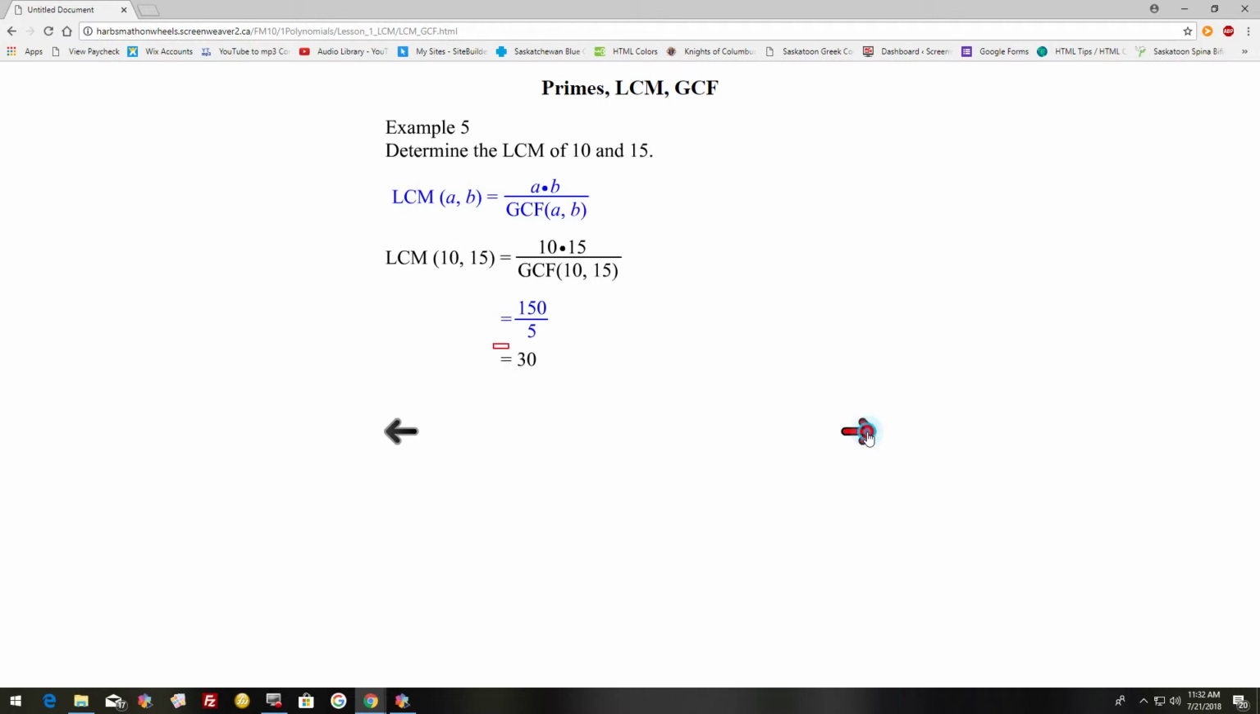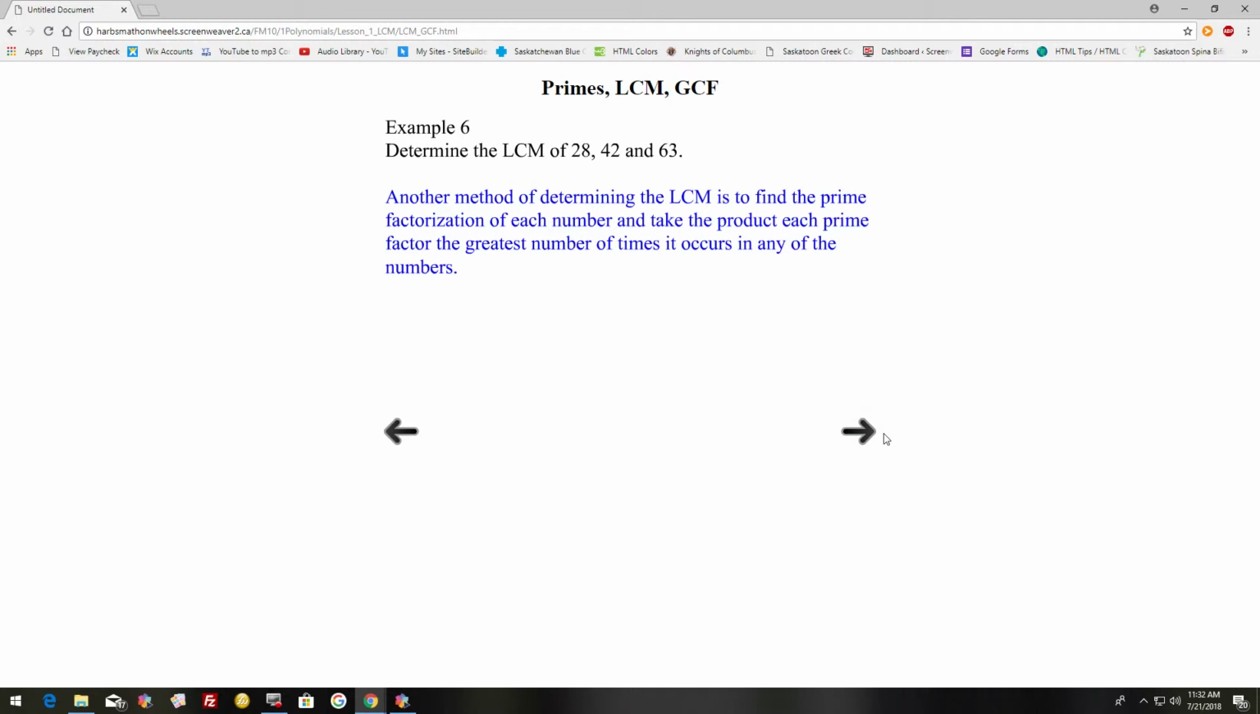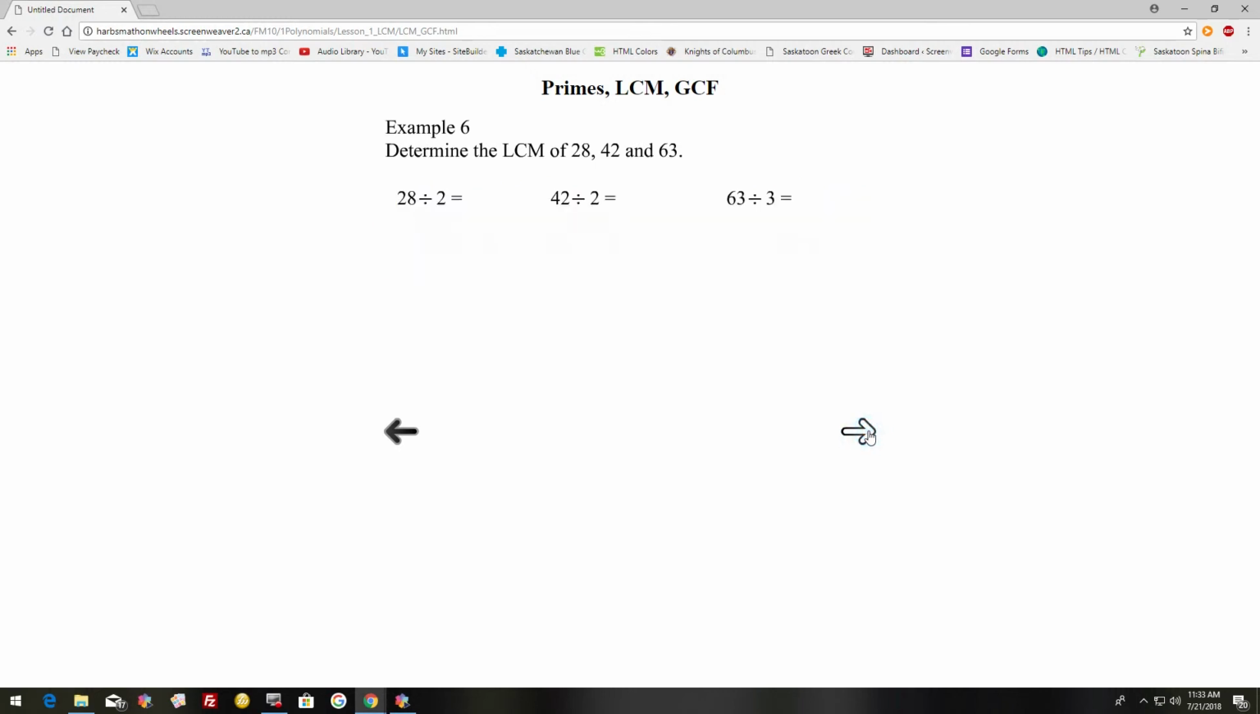Example 6. Determine the LCM of 28, 42, and 63. Another method of determining the LCM is to find the prime factorization of each number and take the product, each prime factor, the greatest number of times it occurs in any of the numbers. Example. Determine the LCM of 28, 42, and 63.